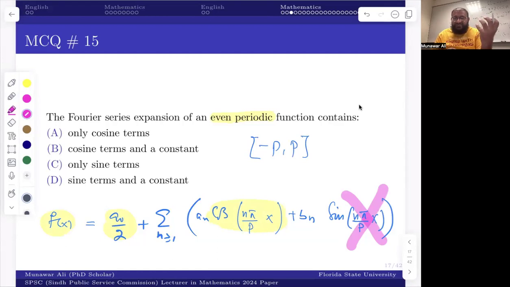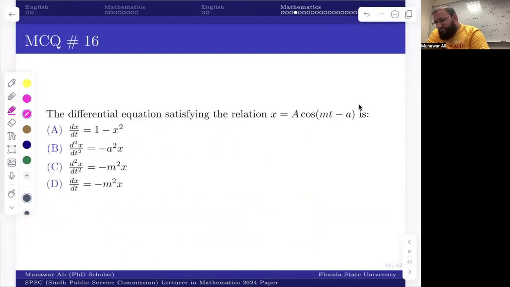Because if the left-hand side is even, the right-hand side must be an even function. This is how Fourier series works. So it should be cosine terms and a constant. So it should be option B to me. Okay, it makes sense. Let's go ahead.